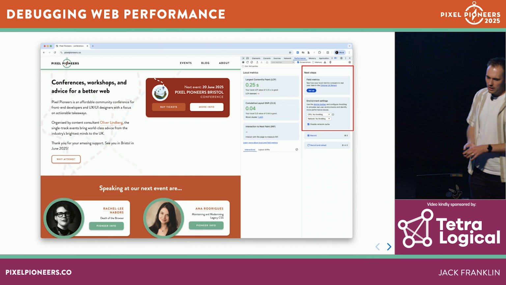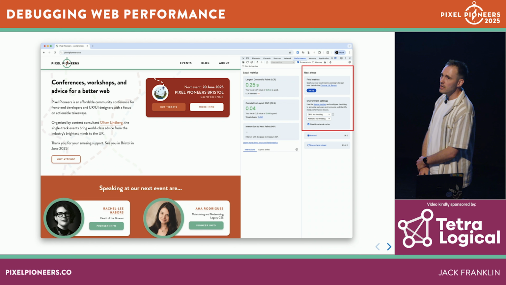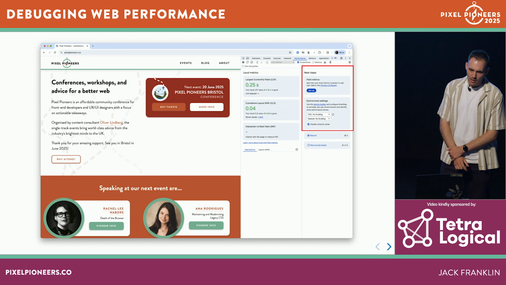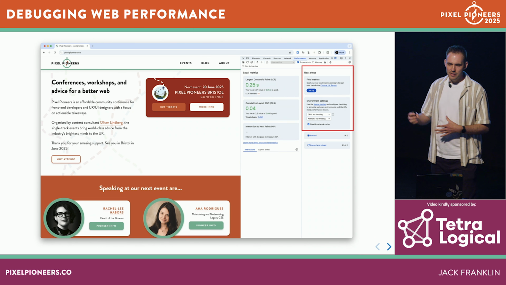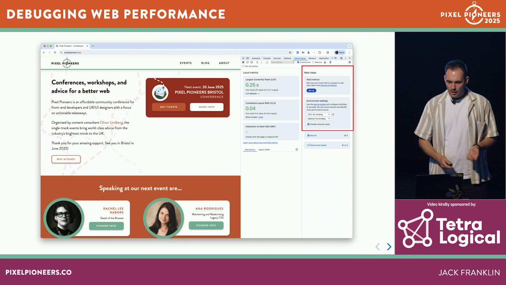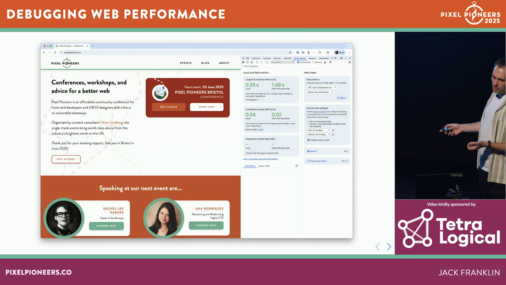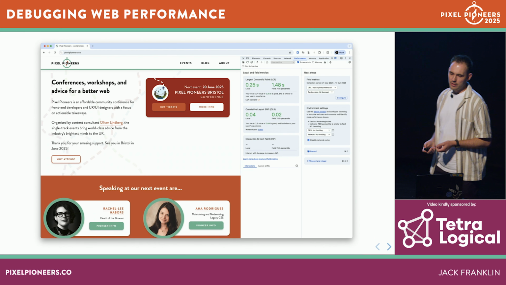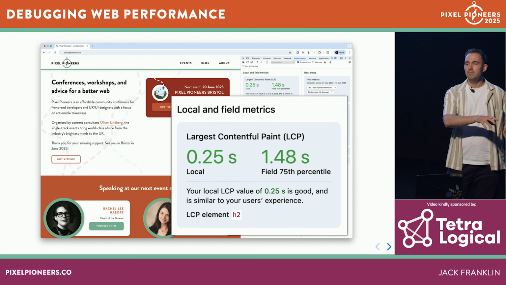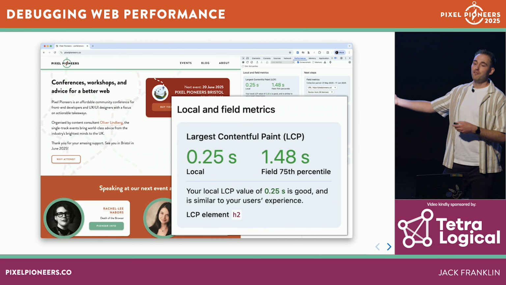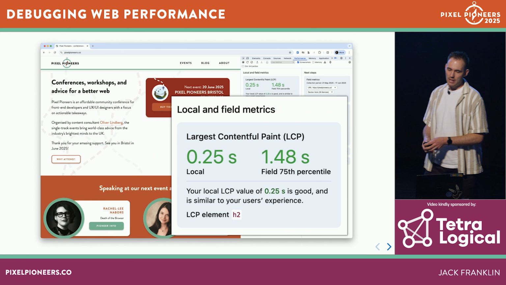So I've gone to the Pixel Pioneers website. And on the right-hand side, you can see I can set up field metrics. What this is going to do is pull the data that we were just looking at from PageSpeed Insights into the developer tools. The reason that's really useful is because you can see now that we have two numbers on this view. We can see our local number on the left, so that's what the number was on my machine. And then on the right, we have what it is in the field. This is what your actual users are seeing.